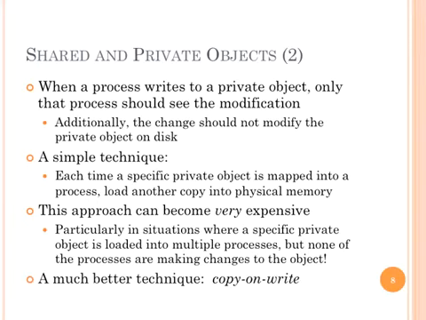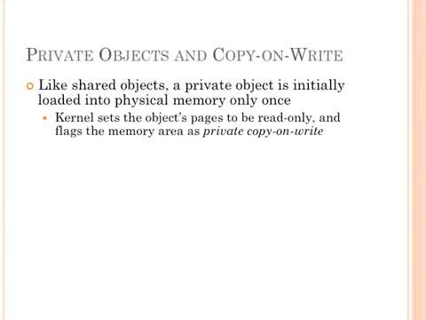Okay, so the technique we're going to talk about is copy on write. Very powerful. With private objects, instead of loading them many times, once for every process that wants to have a private object in memory, what we can do instead is load it once. And we set up this thing called copy on write so that if the process decides to modify it, then we only make a copy of the part of it that gets modified.